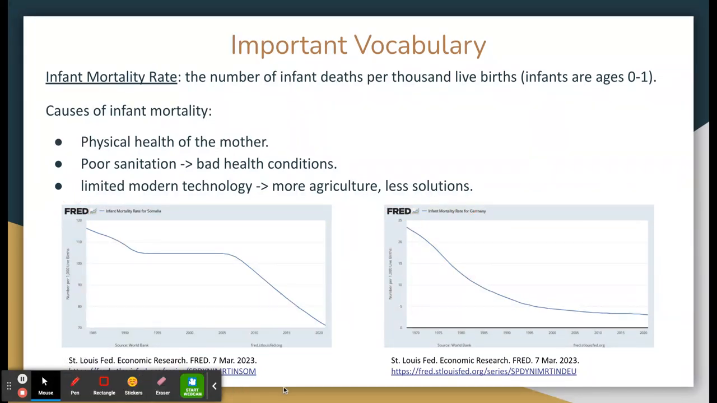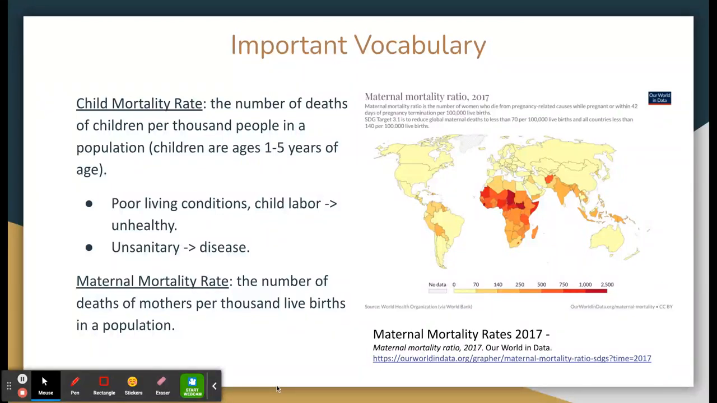To continue, we have the child mortality rate and the maternal mortality rate. The child mortality rate is the number of deaths of children per 1,000 people in a population. Children are ages 1 to 5 years of age. Child mortality can be caused by poor living conditions and unsanitary living conditions, in addition to child labor.